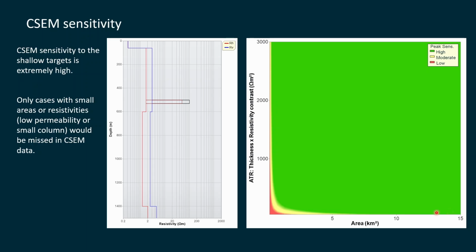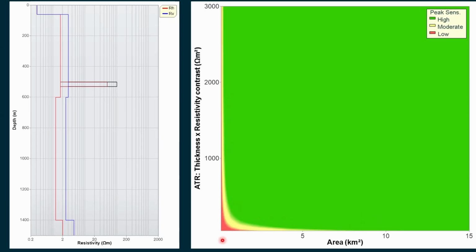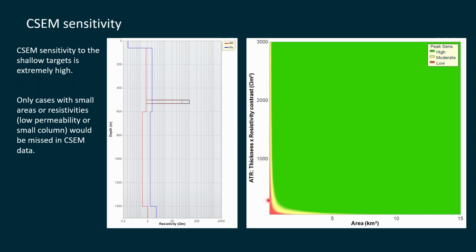So what you see on the right is the magnitude of the electromagnetic signal produced by the introduction of a resistive body of a certain area and a certain magnitude in terms of its thickness resistivity. And what you have here is extremely high CSEM sensitivity, of course. You can see that around 1 square kilometer or less, as long as your thickness resistivity product is above maybe 300 or 400 ohm meters squared, which would mean, let's say, a 10-meter reservoir with 20 ohm meter contrast, that would be easily detectable by CSEM.